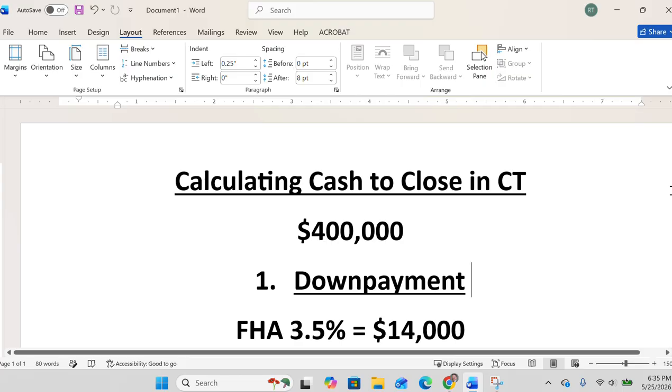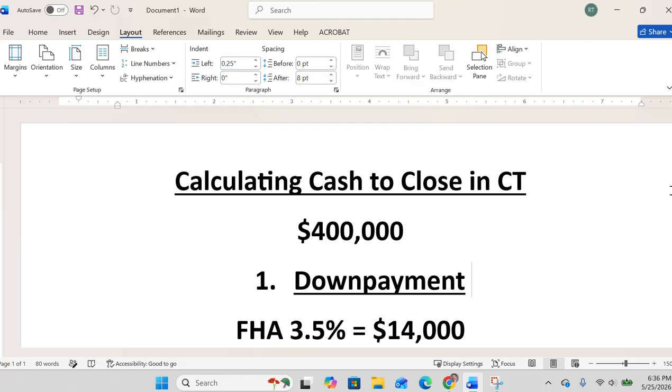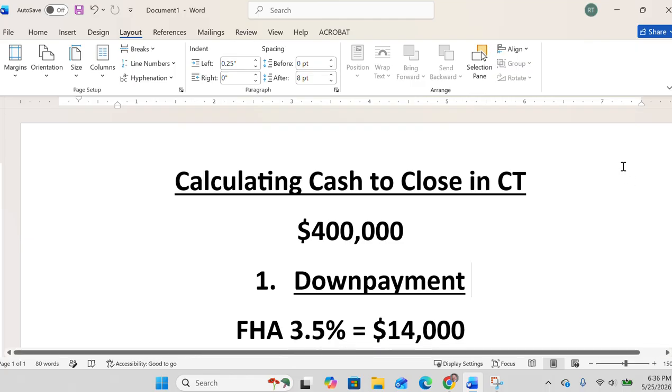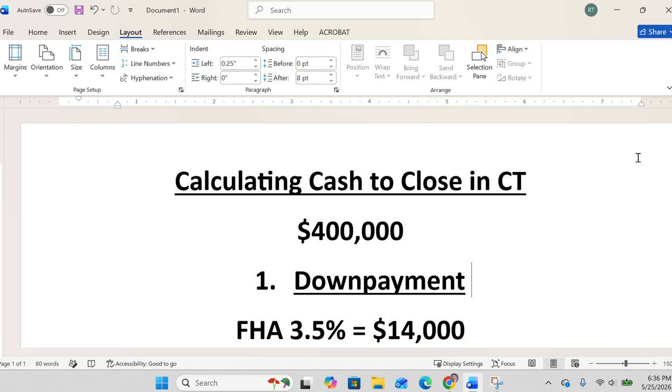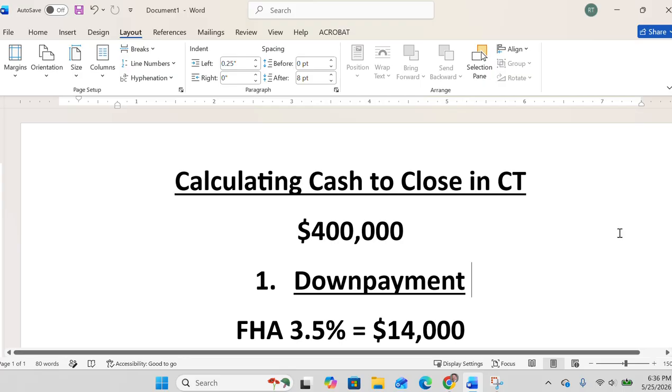I want to quickly go over calculating the cash to close in Connecticut. The reason I want to go over the cash to close is I hear a lot of people, especially first-time homeowners, use down payment, closing costs, and cash to close interchangeably. I'll briefly go over what each means and how to calculate them, and hopefully this will take some of the mystery out of home buying, and make it a lot clearer how these relate to each other.